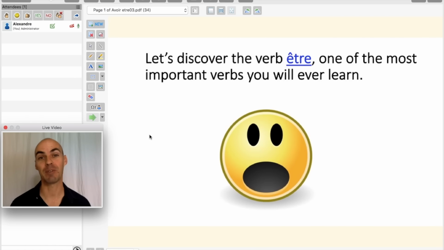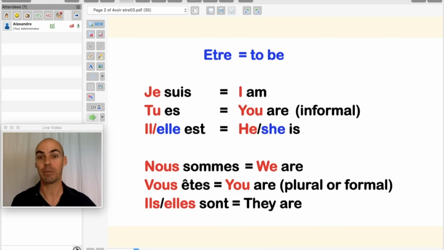Today we're going to discover something very useful and important. We're going to discover our two main verbs, être and avoir, which translate the verbs to be and to have. So we're going to begin with the verb to be.